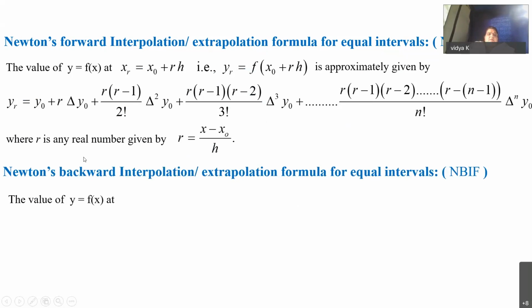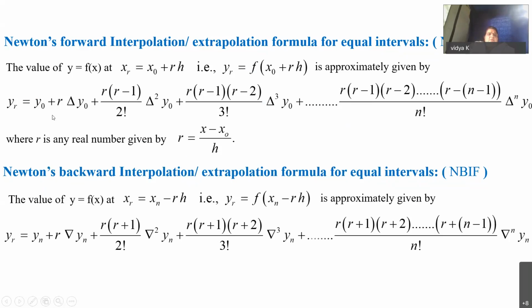Then what is the backward interpolation formula? Two formulas are there, given by the same scientist Newton. It is given by y r equal to... The forward formula is written in terms of the initial value y naught, everything in terms of y naught, and here it is in terms of the last value of y. If you want to interpolate any value of x which is at the end of the table, then you use Newton's backward interpolation formula, given in terms of last values. So y n, and here instead of delta we are using nabla, that is backward differences.